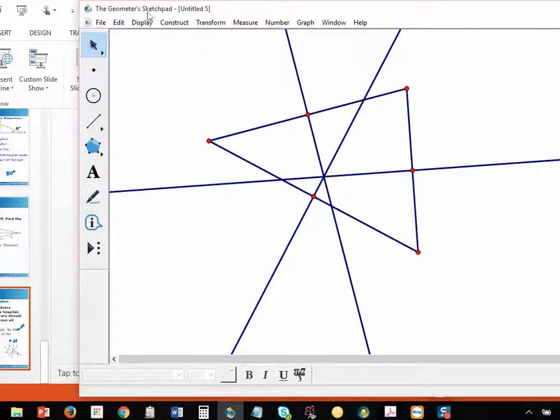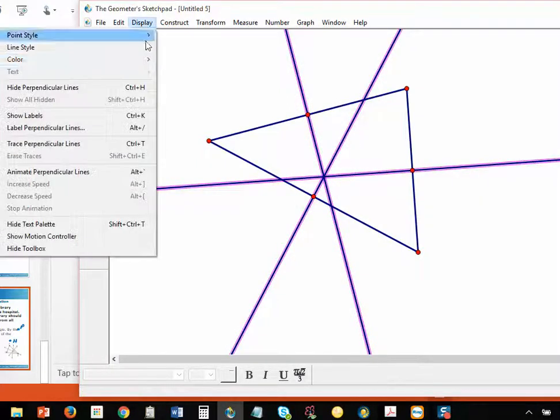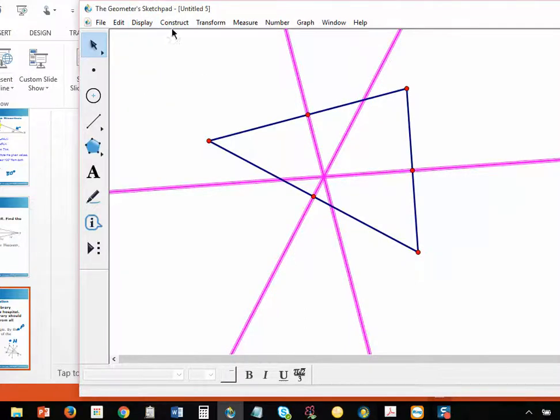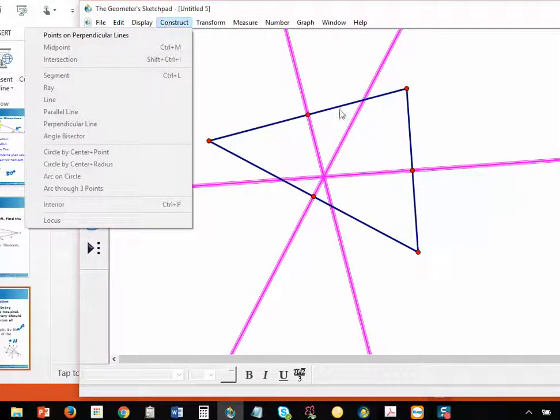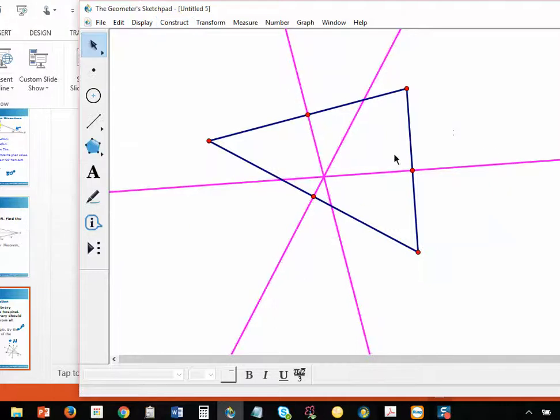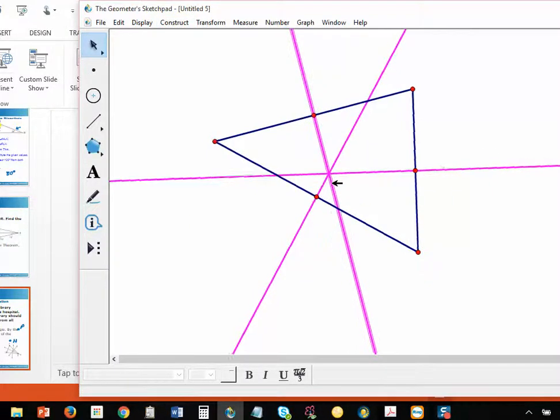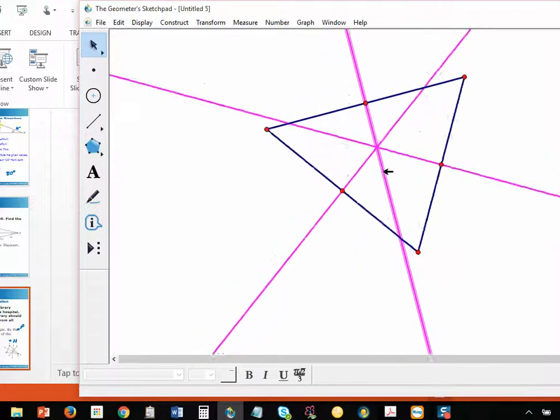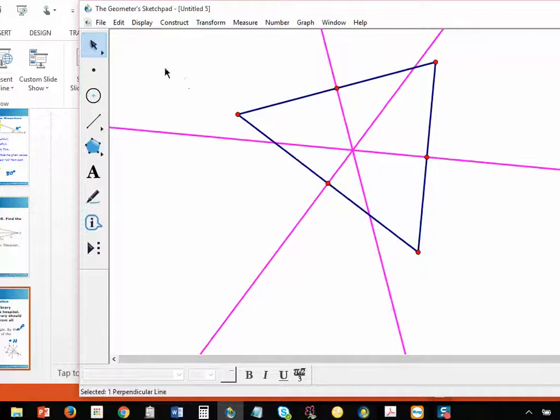See it? I can select my 3 perpendicular bisectors. There's my 3 perpendicular bisectors. I'm going to color them pink. And I am going to construct the intersection of those 3 lines, which will be the circumcenter. Construct intersection. Why can't I construct the intersection? It'll be right there. And see, even if I move my triangle, it doesn't change. Let me see if I can put a point there.